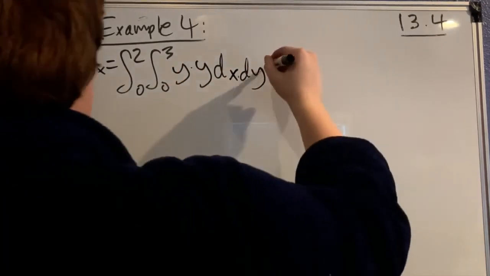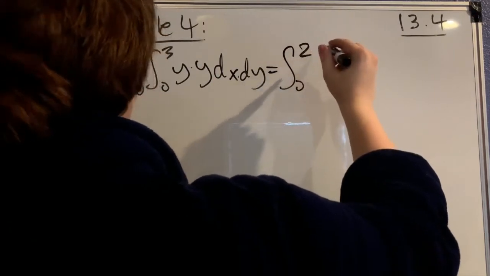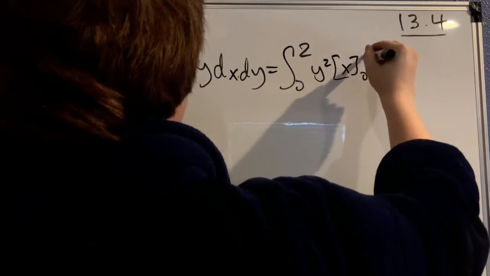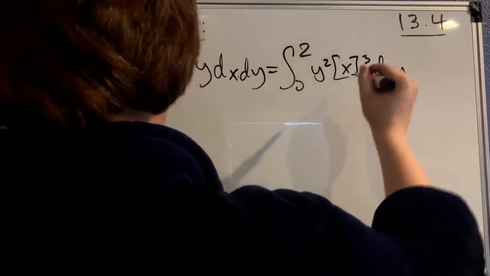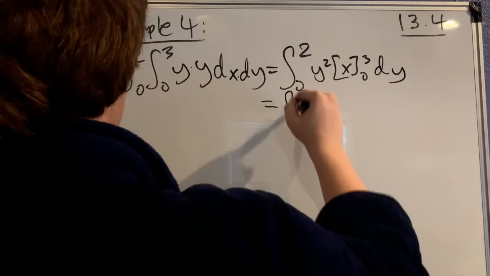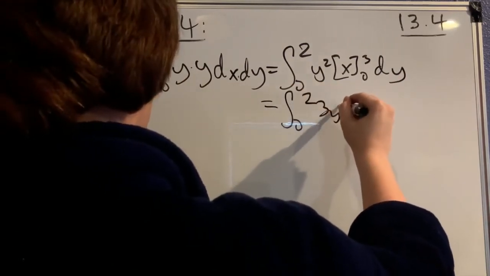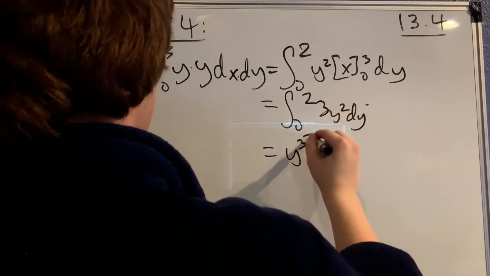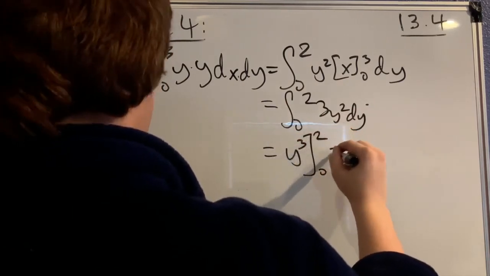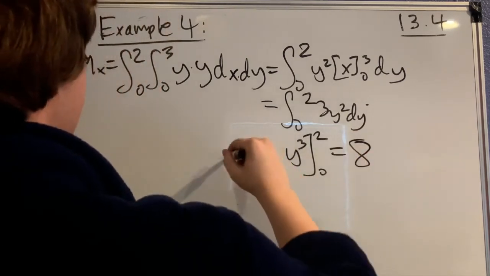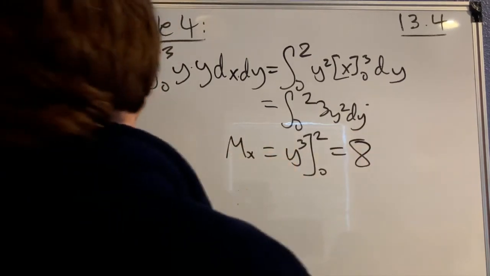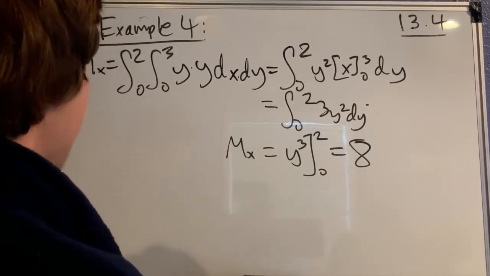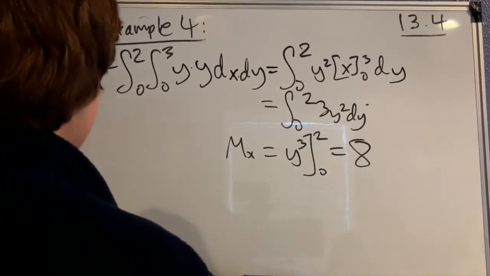And that's equal to 0 to 2 of y squared times x from 0 to 3 dy, which is equal to the integral of 0 to 2 of 3y squared dy, which is also equal to y cubed from 0 to 2, which is equal to 8. So we have mx is equal to 8, and we know the mass, and we know x bar. So we have everything we need to find the center of mass.